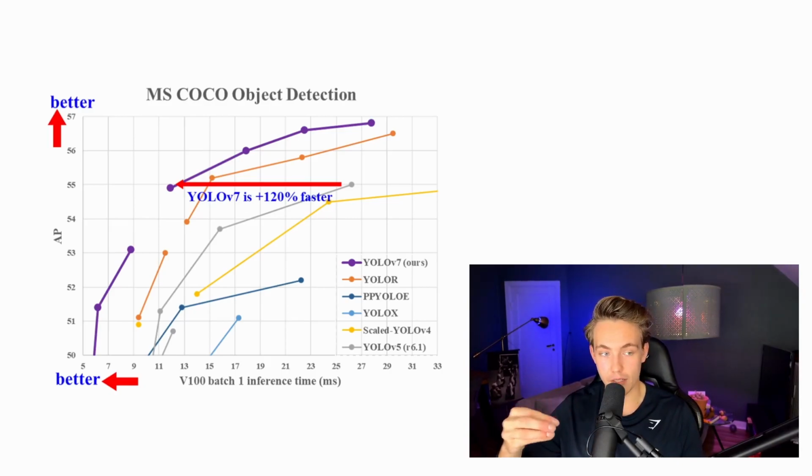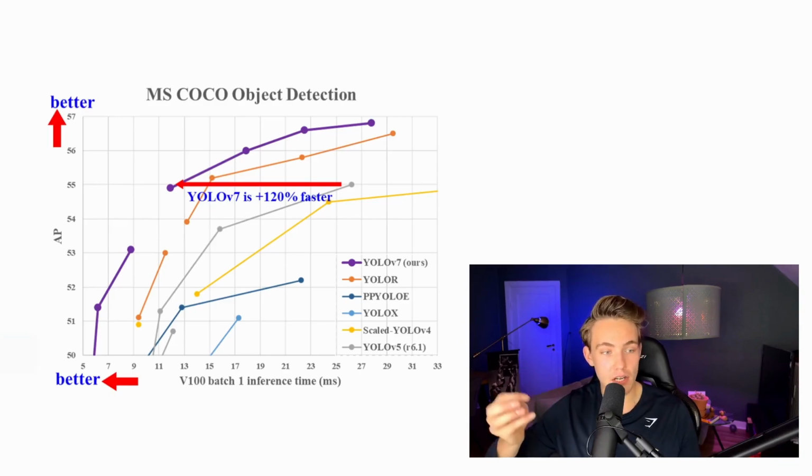They have different kinds of models within each brand, with different sizes of the models. Here we can see the best model that YOLO V5 has is around 55 average precision on this COCO object detection dataset, where this model from YOLO V7 is at the same accuracy, but it's up to 2.5 times faster than the YOLO V5 model. So you can do way more processing with the YOLO V7 model compared to YOLO V5.